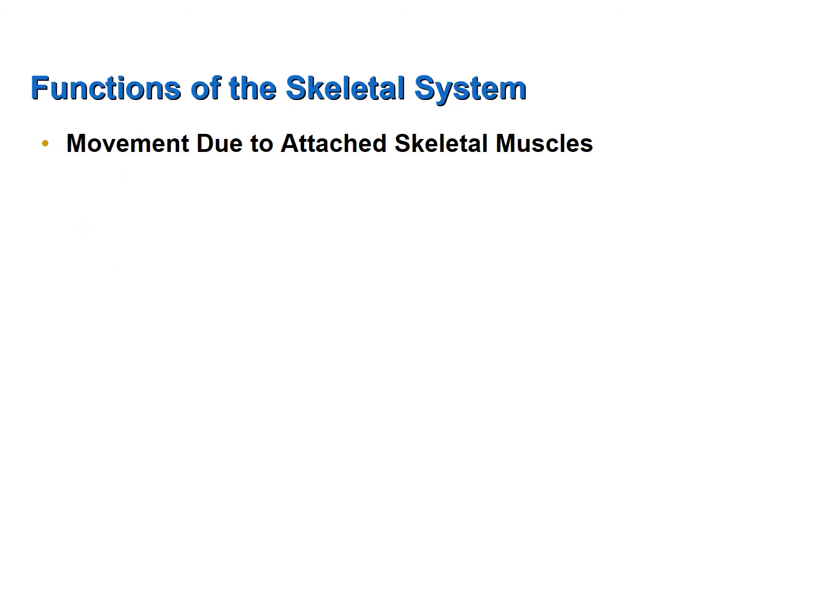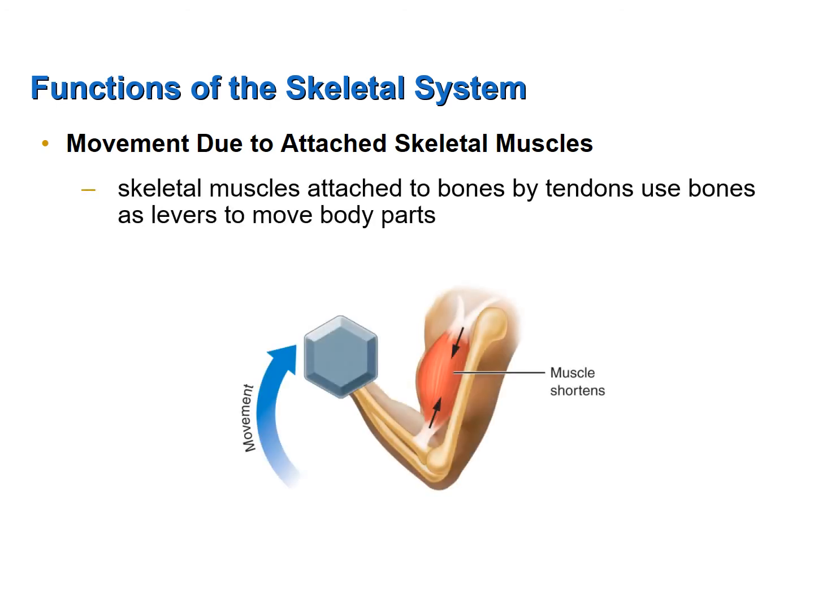The skeletal system allows for movement due to the attachment of skeletal muscles. Skeletal muscles are attached to bones via tendons. As the skeletal muscles shorten or contract, they pull on the bones and use the bones like levers, causing them to move at joints.